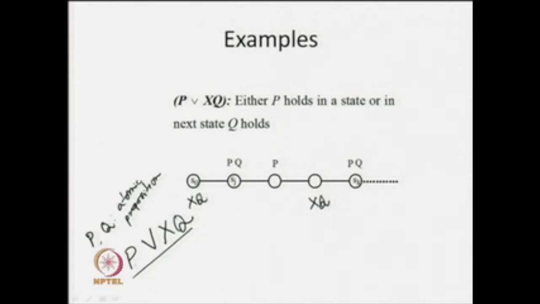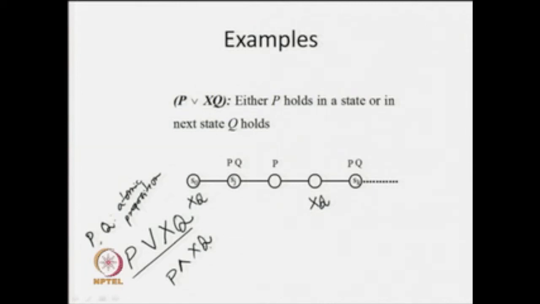Now, since this is P or X Q, you will see that in all the states either P is true or X Q is true. Okay. So, here I am going to say that P or X Q is true in all the states. Now, if I simply change this operator to P and X Q, then what will happen? We are not having any state where both are true. So, in this particular case I say that P and X Q is false in all the states.